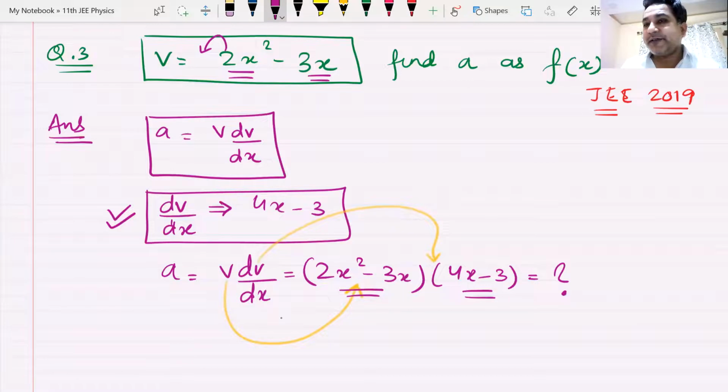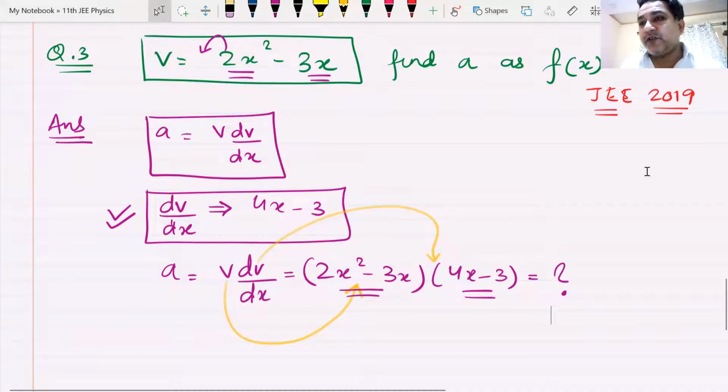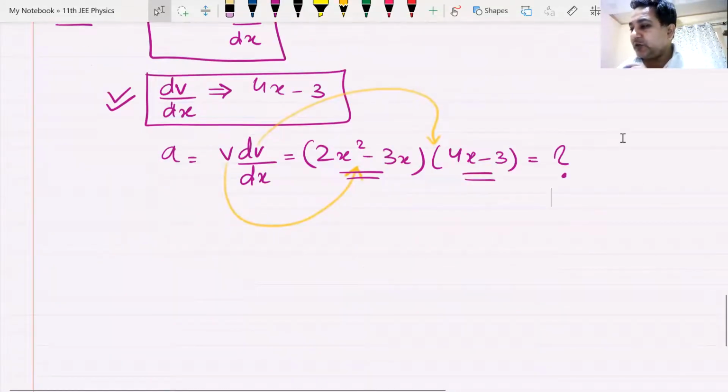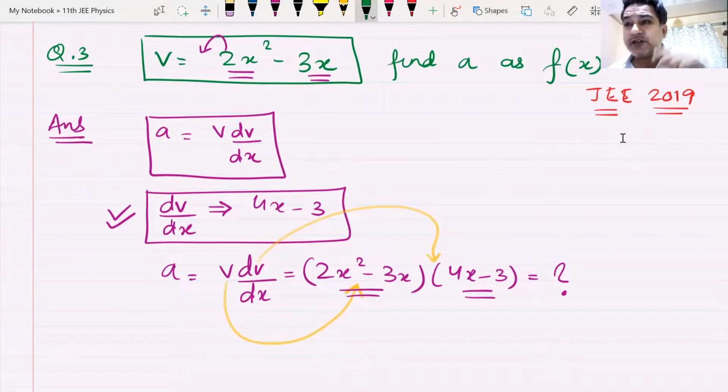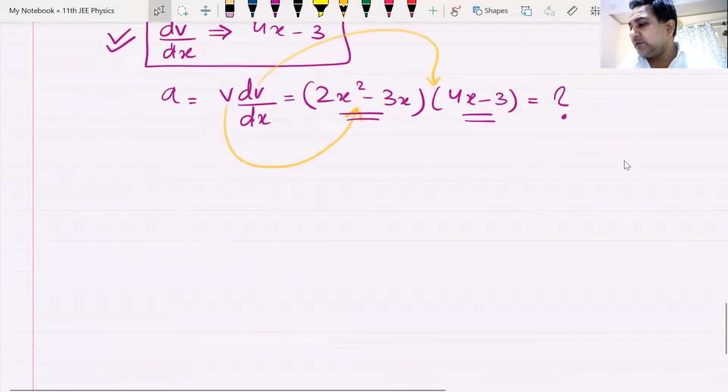Correct. Okay, I'll give you one more for your homework. Will you be doing it? Homework only makes sense when you do it. If you don't do it, it does not make any sense. So I've given you one question. Previously also, one more for you guys.